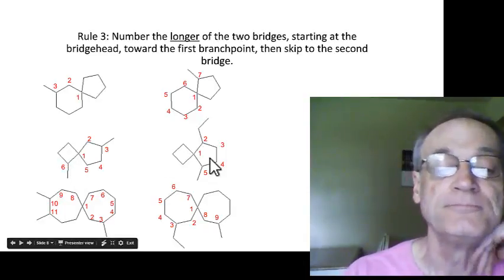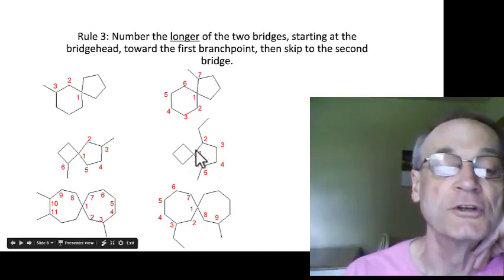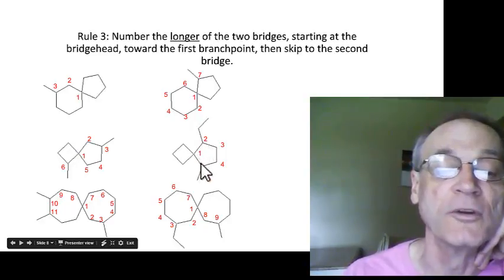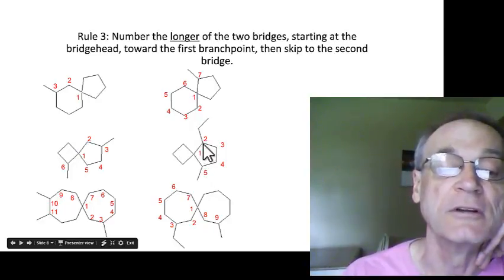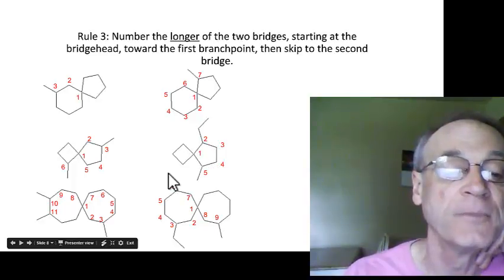Here's another example. Again, that's carbon number 1. We number the longer bridge first, and this is a longer bridge, but that wouldn't matter in this case because there are no branch points on this one anyway. But here the question is, do we number this way as 1, 2, or do we number this way as 1, 2, since the first branch point is equally distant in both cases? Well, since E comes before M in the alphabet, we're going to number this way. So 1, 2, 3, 4, 5.